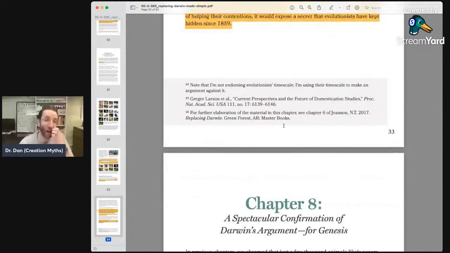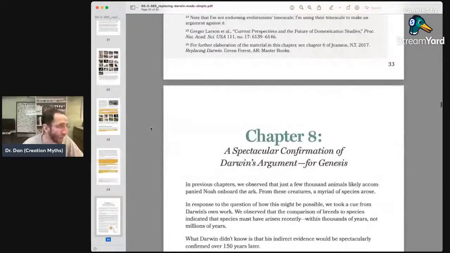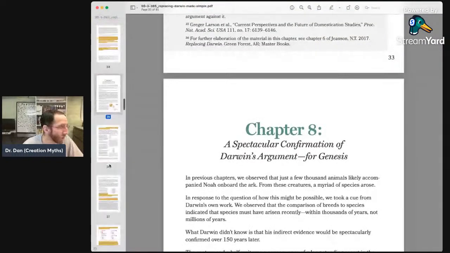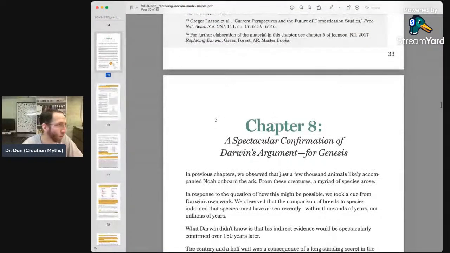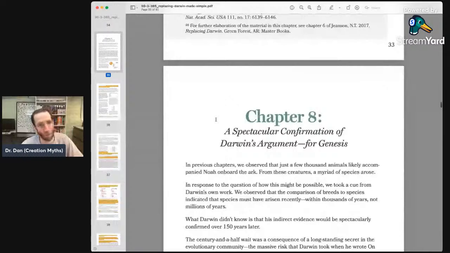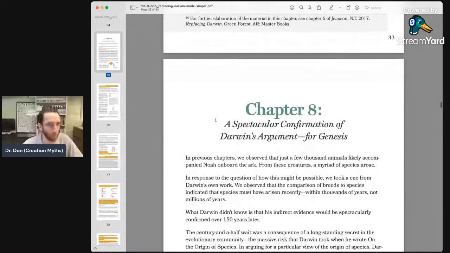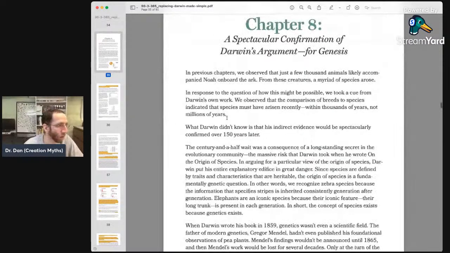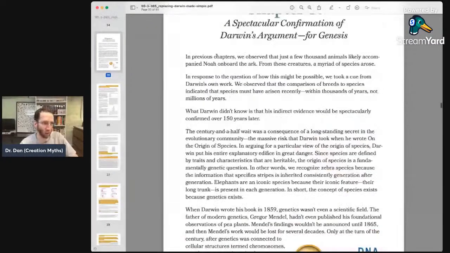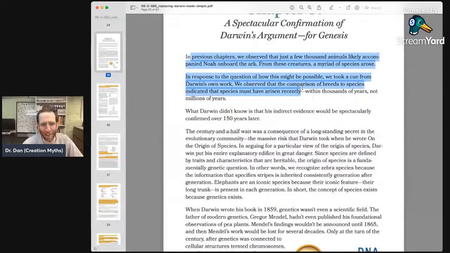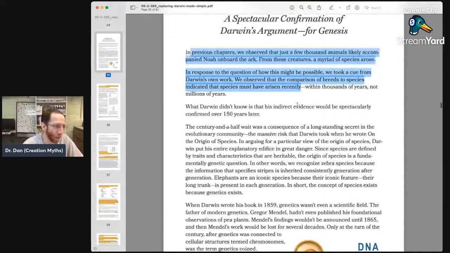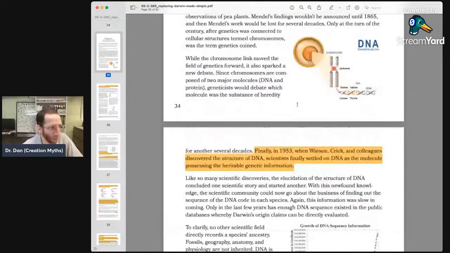We're already up to chapter 8. We're making such fast progress. So chapter 8, let's see. This is confirmation of Darwin's argument for Genesis. Okay, so he starts each chapter, by the way, with a little review, which is nice. It's nice to keep you oriented if you're reading the book in chunks. If you're binging it like I did, you could skip over that part.